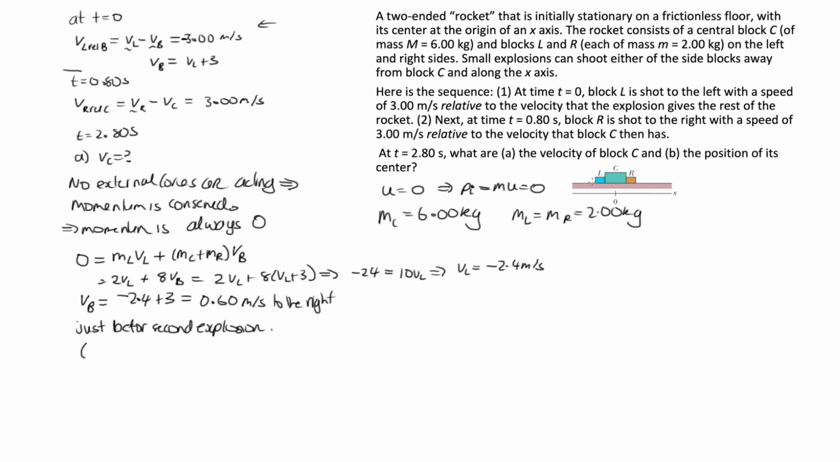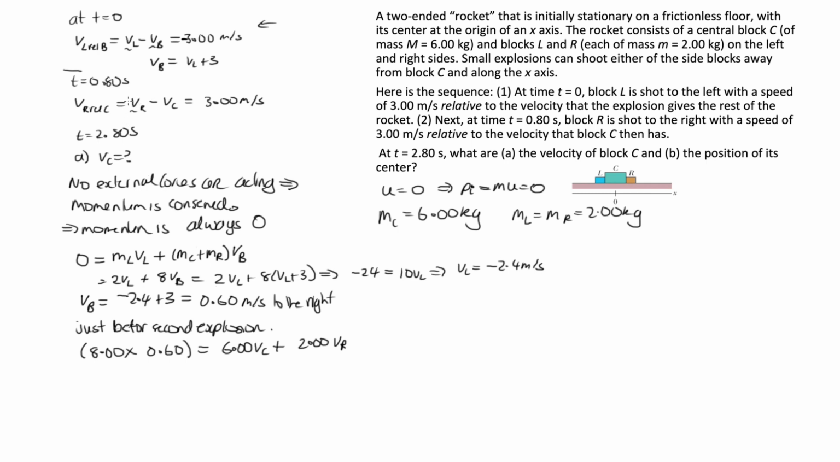We've got these two blocks which have a mass of 2 plus 6. So we've got 8 times the initial speed, 0.60. That's the initial momentum. It needs to be the same as the momentum after the collision. So that's mass of C, which the central block has a mass of 6 kilograms, times the velocity of C, plus the mass of R, which is 2 kilograms, times the velocity of R.